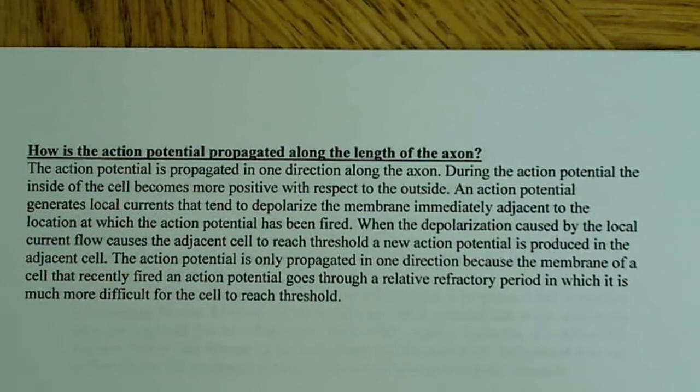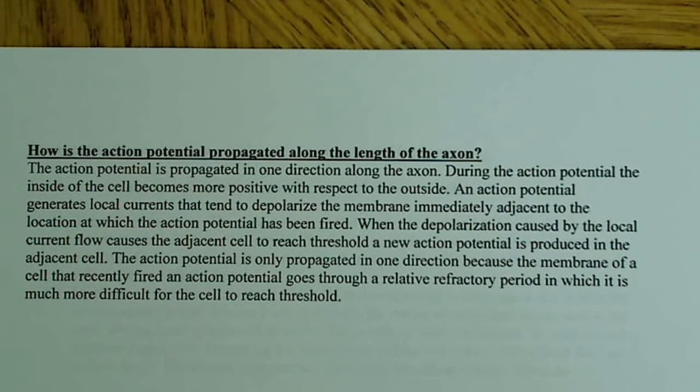Now, the membrane adjacent to that is going to be affected by this. It's going to be stimulated, essentially, by the local flow of current, like we were talking about before, the graded potentials. And when the depolarization caused by the local current flow causes the adjacent cell to reach threshold, it can also then fire an action potential. So that action potential is then produced on the adjacent cell.